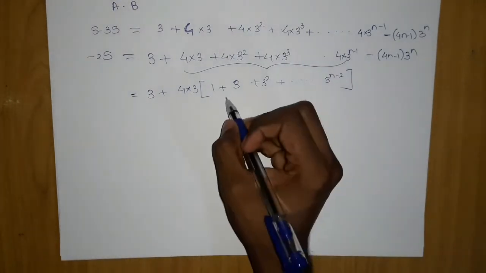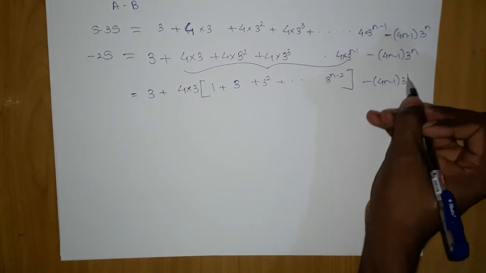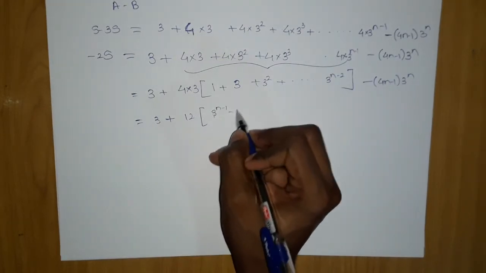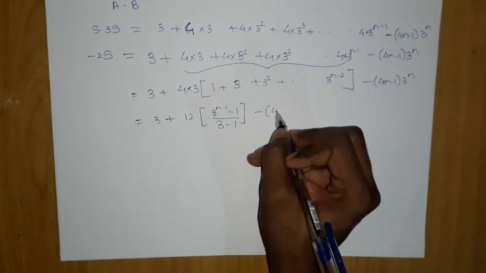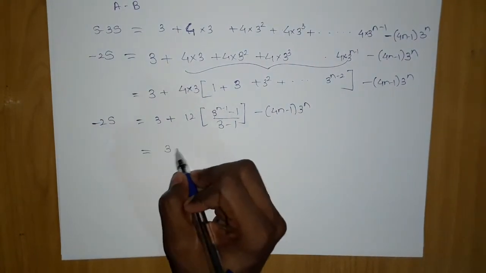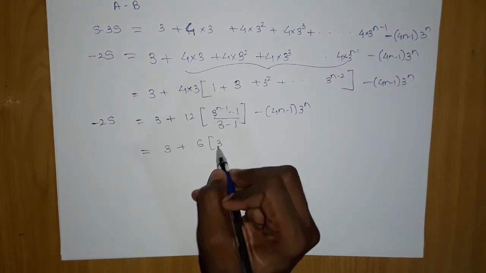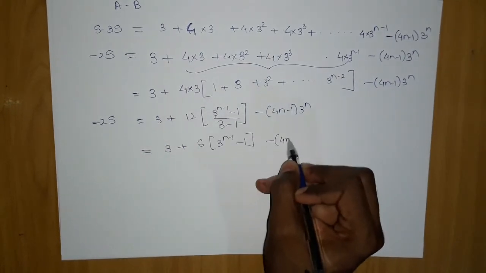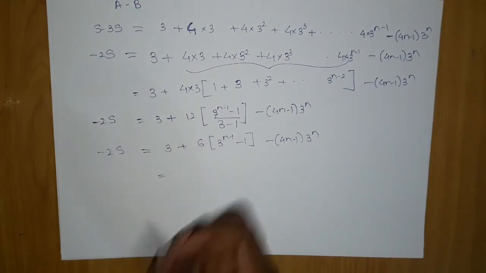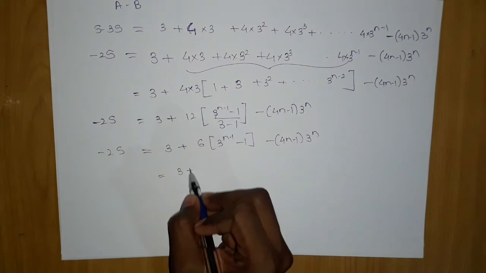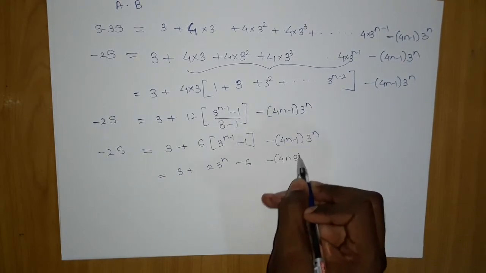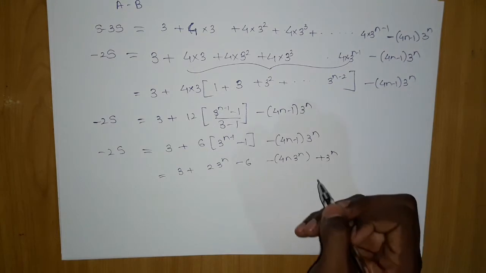Now in the next step, 3 plus this will become 12 times (3 power n minus 1 upon 3 minus 1), minus (4n minus 1) into 3 power n. This is nothing but minus 2S. On further simplifying, 3 plus this divided by this will give me 6 into 3 power n minus 1, minus (4n minus 1) into 3 power n, equals minus 2S. Now this can be written as 3 plus 2 into 3 power n minus 6, which gives me (4 and 3 power n) plus 3 power n. So this is the final thing.